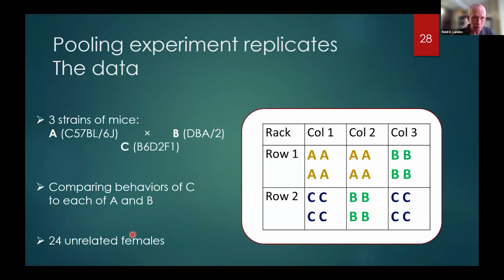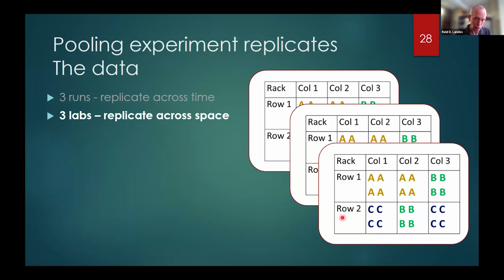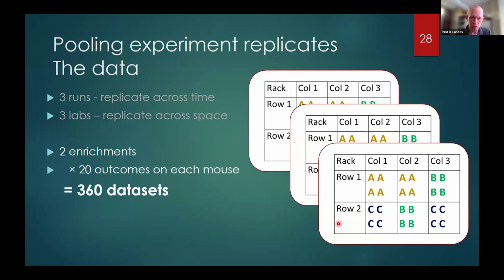Here's that same experiment again, the same experiment I showed you a minute ago. Now remember, there were 3 labs, and each lab did this experiment 3 times, right? So these are replicated across time. Or if I just think about the first replicate, each lab is replicated across space, right? I've got 3 labs conducting this first replicate. And again, we've got 2 enrichments and 20 outcomes on each mouse.